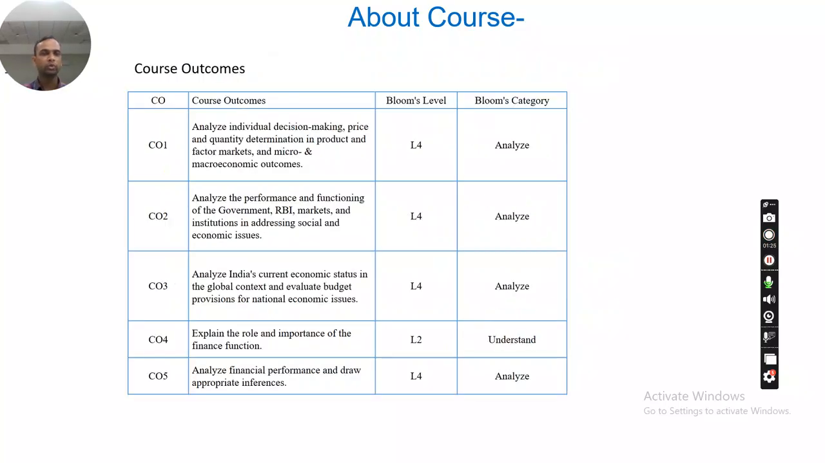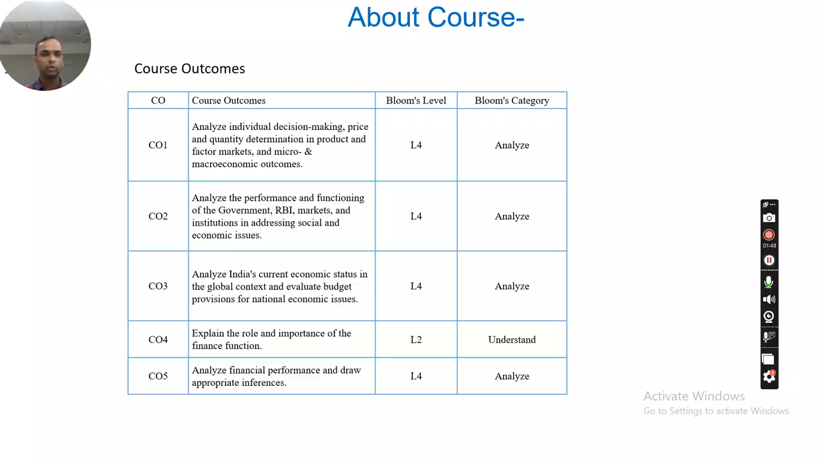After that, the course outcomes for this course are: the first course outcome is to analyze individual decision making, price and quantity determination in product and factor markets, and micro and macroeconomic outcomes. For this outcome, the Bloom's level is L4 and Bloom's category is analyze.